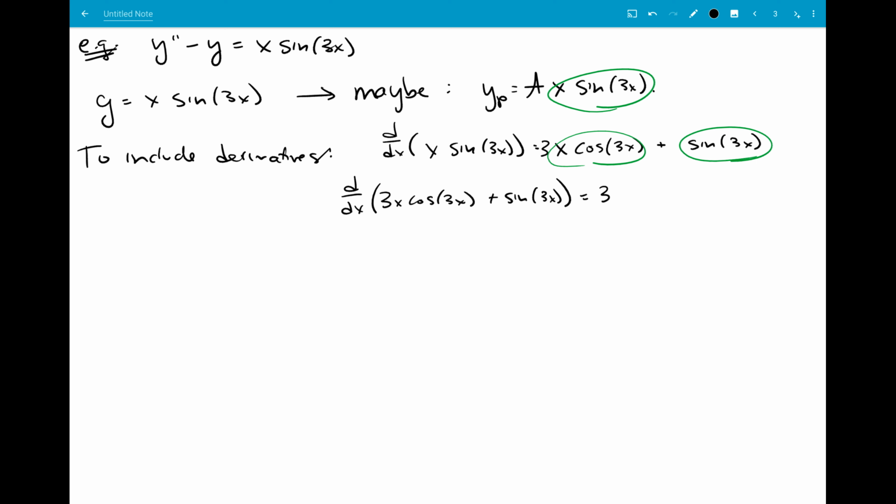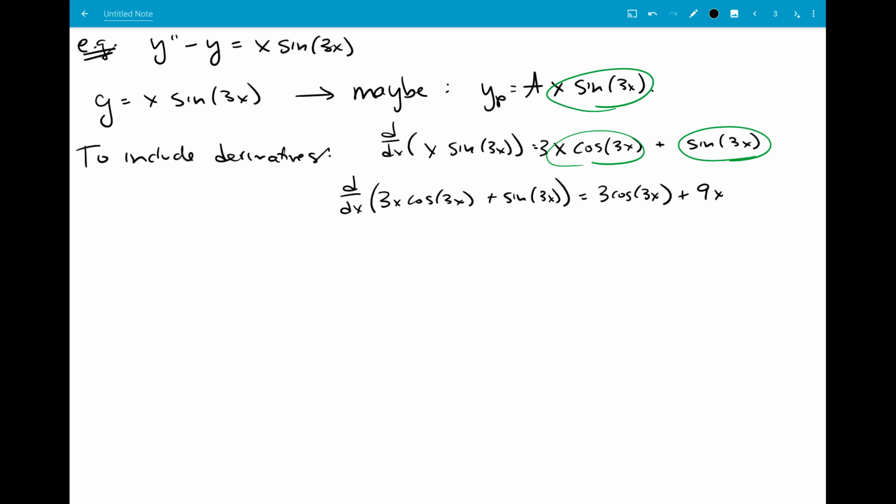So let's see, 3 cosine 3x, when we take the derivative of x, plus 9 times x times sine 3x, when we take the derivative of cosine, and that becomes a minus sign. The pluses and minuses don't really matter, but I'm just going to go ahead and include it anyhow. And then the derivative of sine 3x is going to give me a cosine 3x times 3.